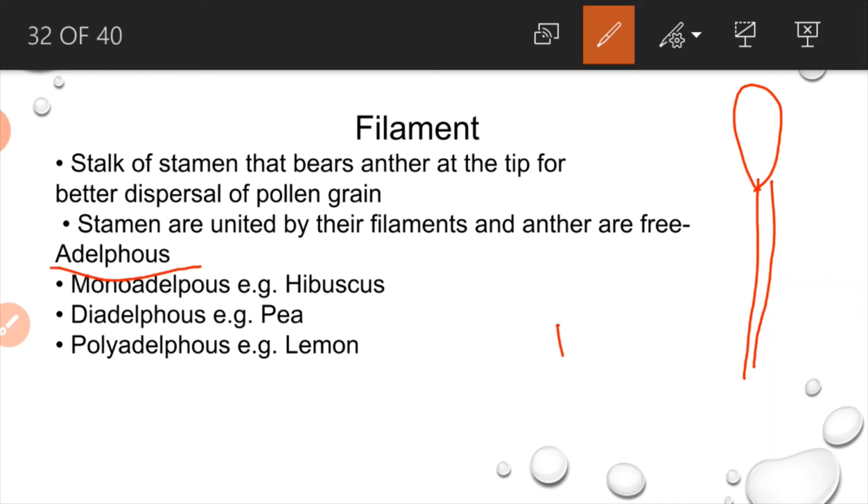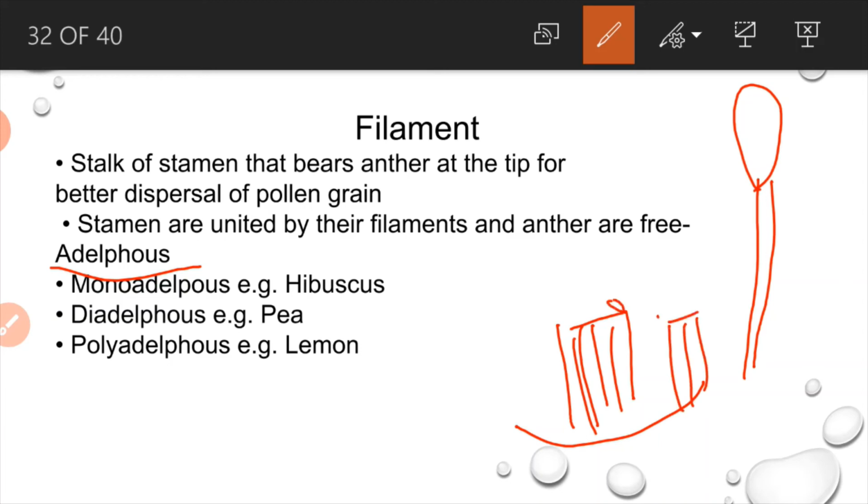All the stamens are united, but the anthers will be free, then the condition is adelphous. If it occurs in one group, then it is monoadelphous, for example in hibiscus. If there are two groups, then it is known as diadelphous, for example in pea. If there are many groups with filaments fused but anthers free, then it is known as polyadelphous. For example in citrus family, you can take an example of lemon.